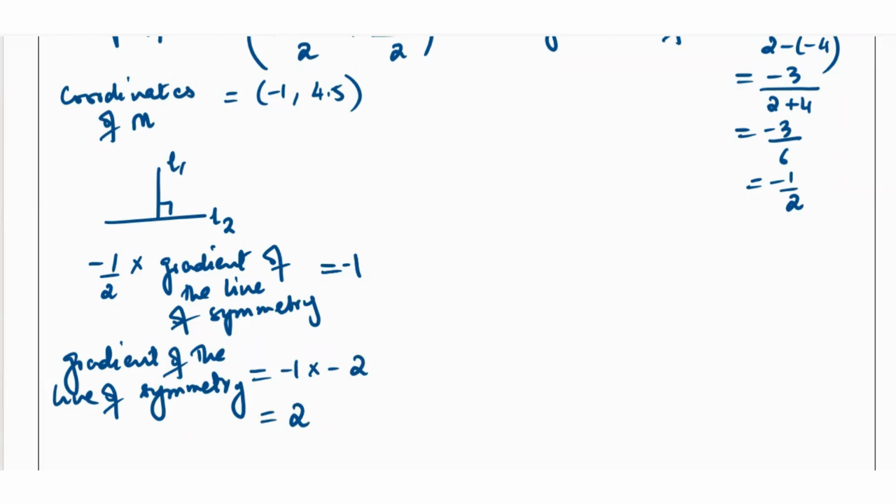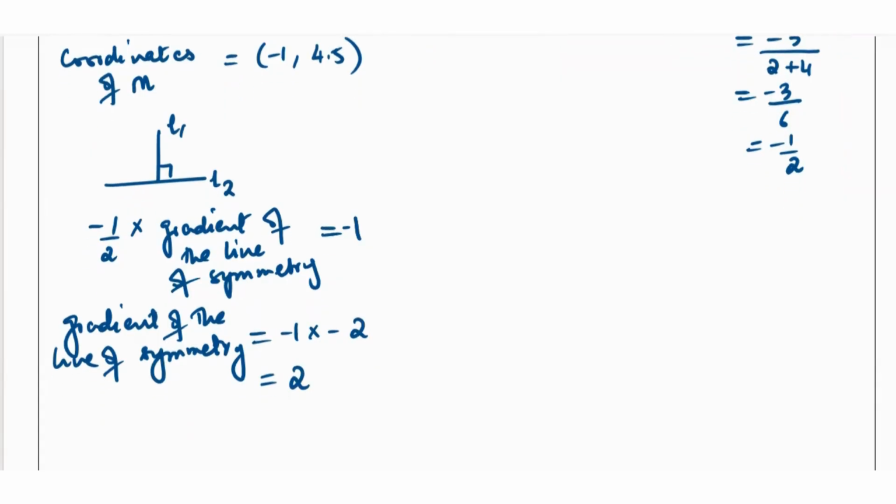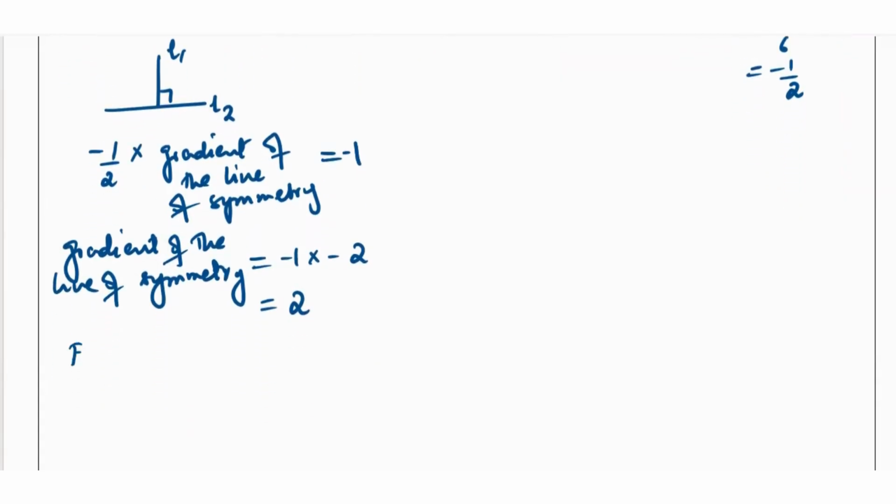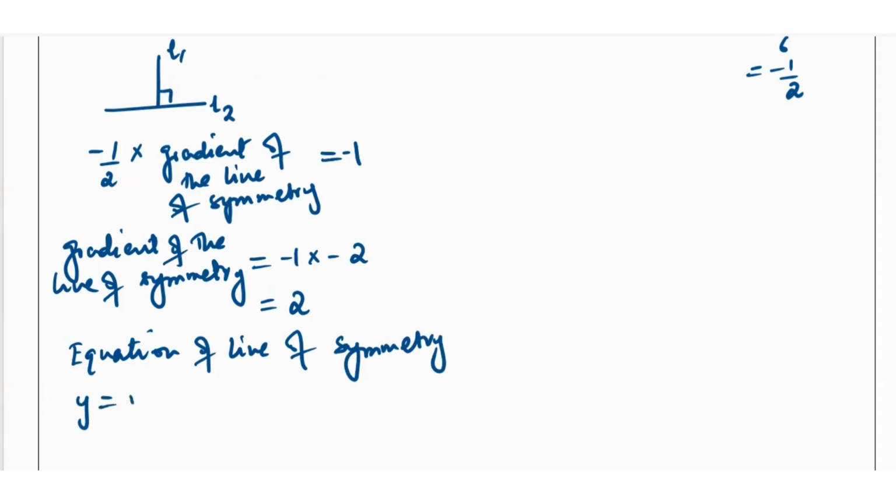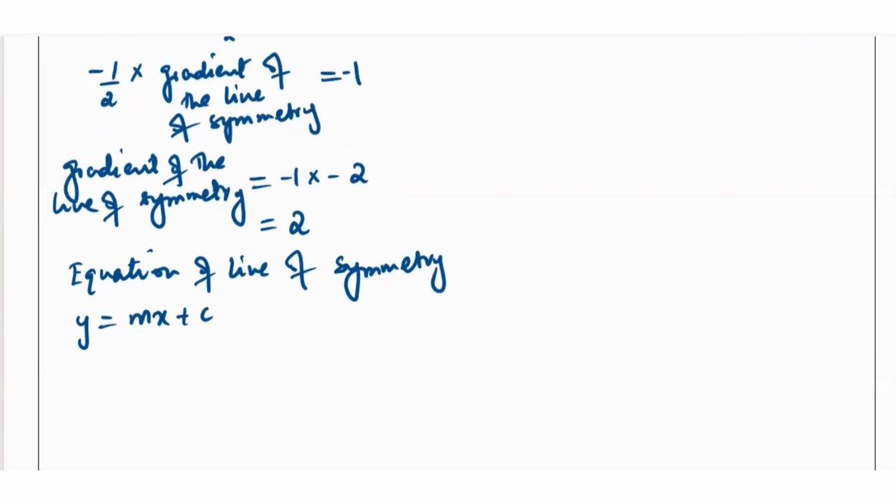So now that we have the gradient of the line of symmetry and we have the point on the line of symmetry, which is negative 1, 4.5, we can create an equation for it. So equation of the line of symmetry. Now that's going to be y equals mx plus c. We have the values of x and y, which are negative 1 and 4.5. We have m, which is 2. We substitute these into the equation to find the value of c.